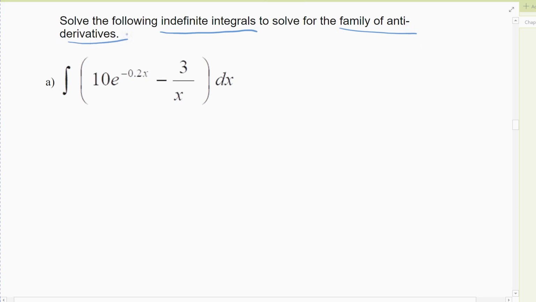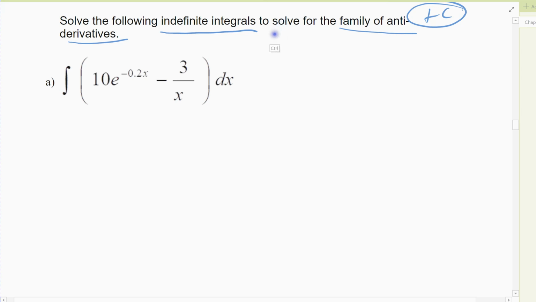So don't forget to put it on there. Don't lose points because you forget to put on that constant at the end. Again, it's important. That's what makes it the indefinite part. That's what gives me the family of all possible antiderivatives. And again, remember that c represents infinitely many antiderivatives. I can have any number on there from negative infinity to positive infinity. So don't forget the plus c, the family of antiderivatives part.